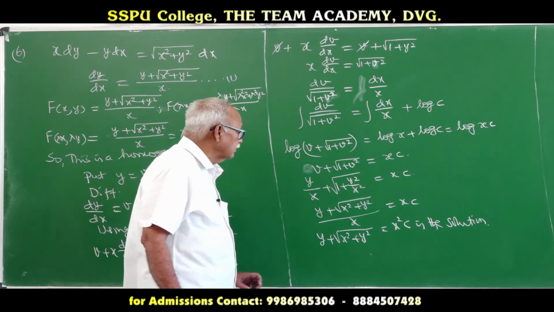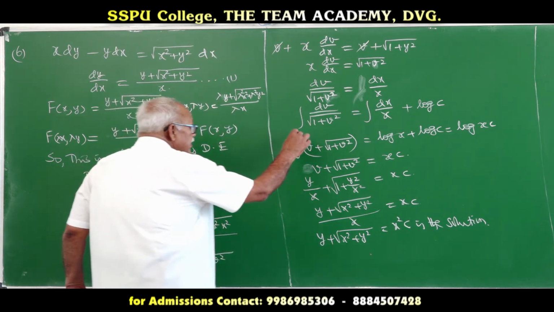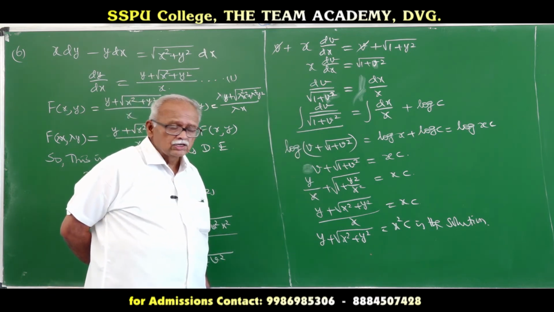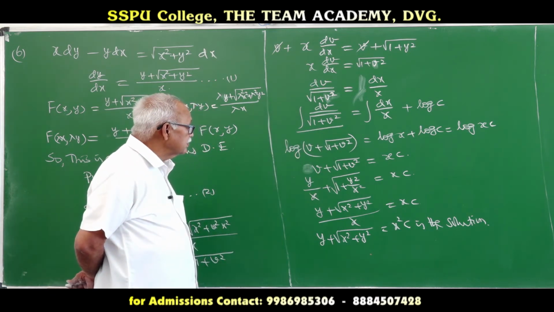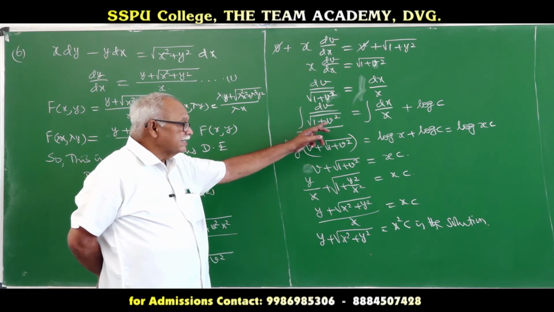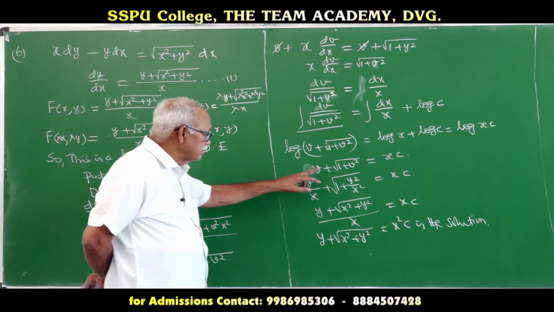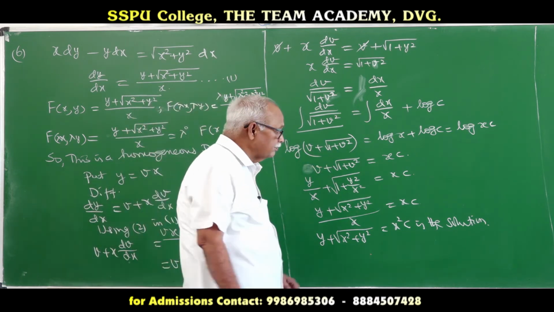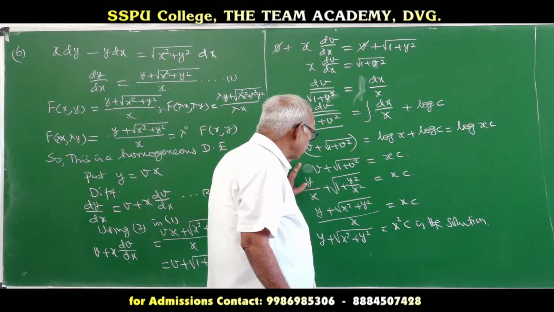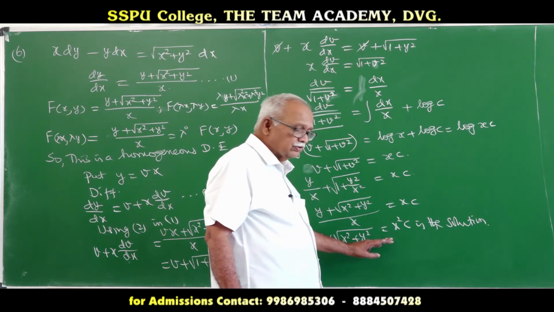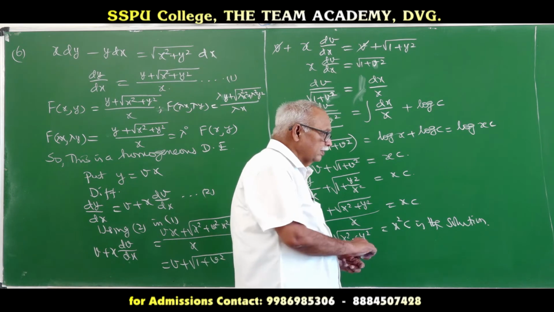Okay. Now here the integration is important. 1 by root of 1 plus v square is log of v plus root of 1 plus v square. All logarithms are there, so they can be cancelled. So you get y plus root of x square plus y square is equal to x square c.